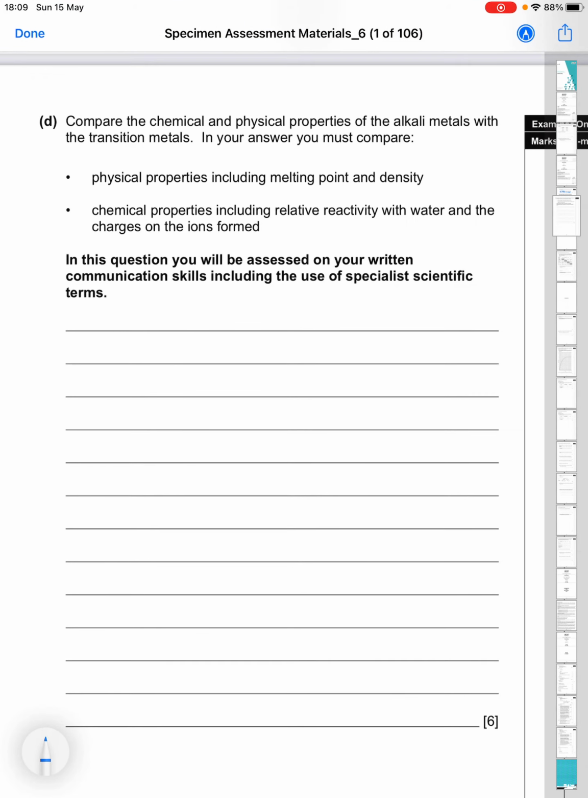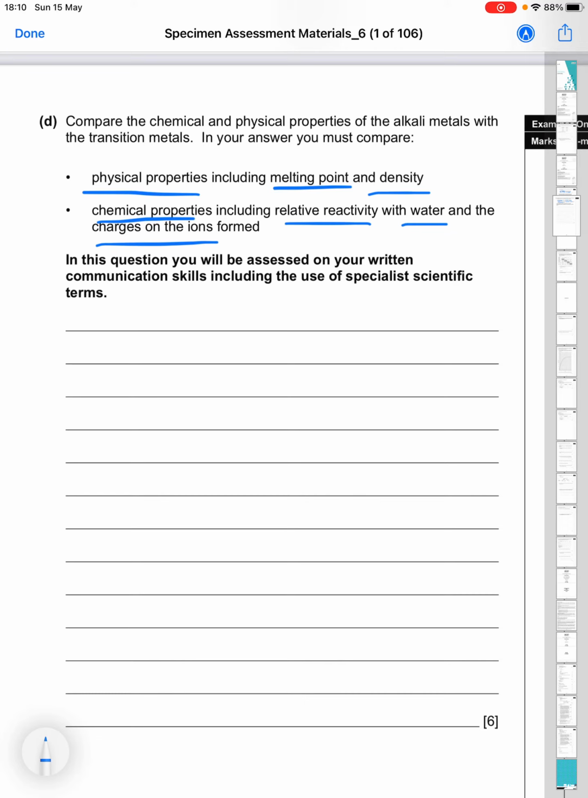Now, I've seen this question come up a couple of times. Compare the chemical and physical properties of the alkali metals with the transition metals. So in your answer you must compare physical properties including melting point and density, and chemical properties including relative reactivity with water and the charges on the ions formed. It says in this question you'll be assessed on your written communication skills, including the use of specialist scientific terms. So you try and write this in a paragraph.